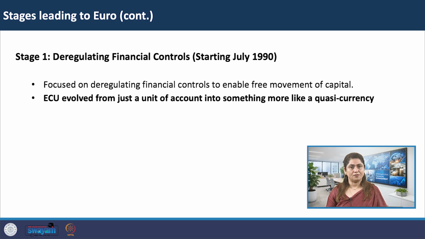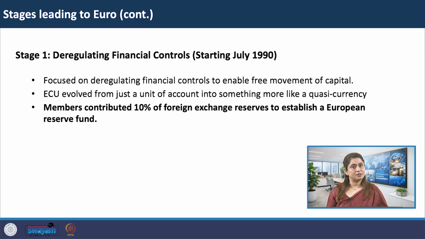At the same time, the role of the ECU expanded. The ECU evolved from just a unit of account into something more like a quasi currency. It was used for more and more transactions. And here's something important. Member countries were asked to contribute 10% of their foreign exchange reserves, their actual gold and hard currency reserves, to establish a European Reserve Fund. This was a significant pooling of resources.